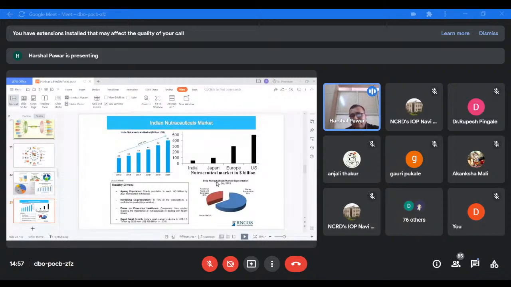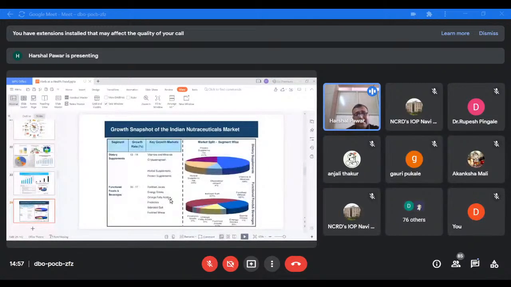So if you see the total nutraceutical market, then around 35% of the components or products used by the people fall under the category of functional foods, whereas the major component, around 65%, falls under the category of dietary supplements. So there is very good scope, especially for functional foods, dietary supplements, and nutraceuticals in India.